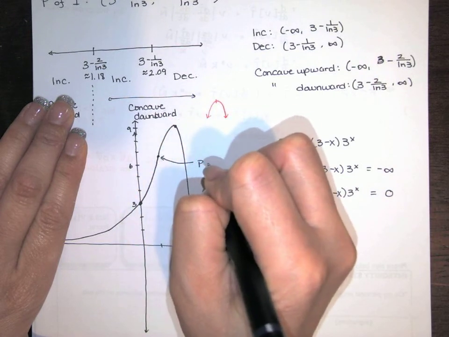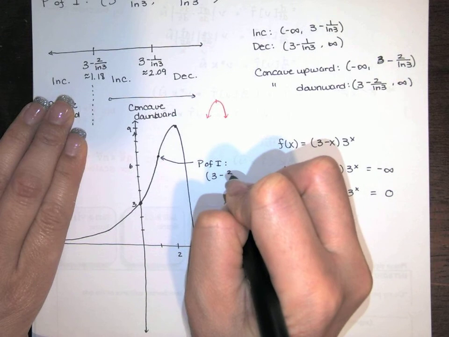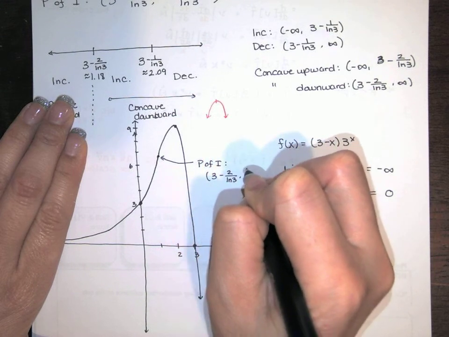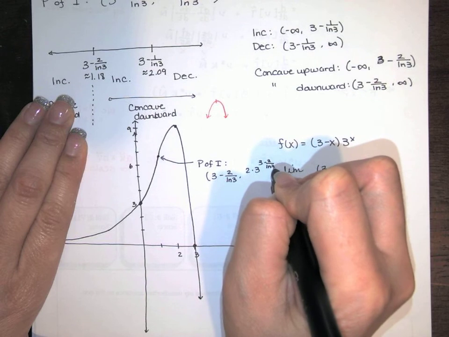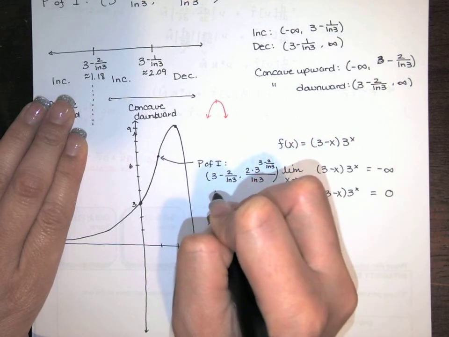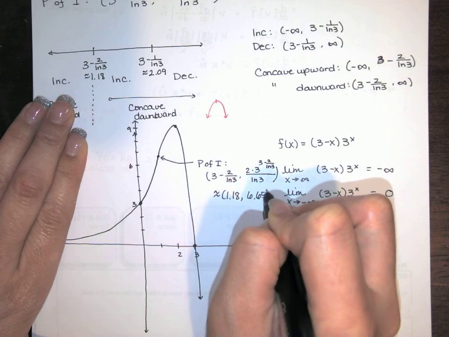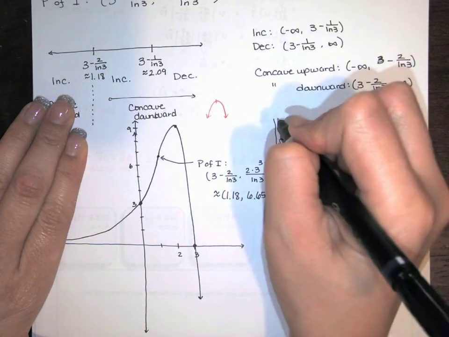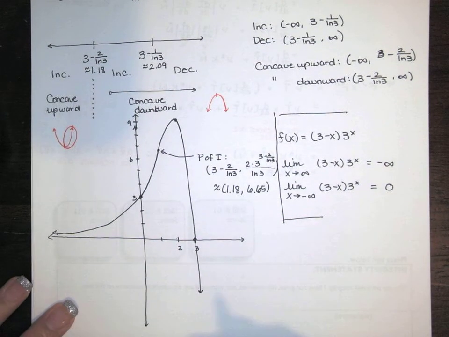So this is our point of inflection. That's just some calculations we did to infer end behavior. We weren't asked for that, but I just did that because I really wanted to see what the whole graph looked like, and I think this is what it looks like.